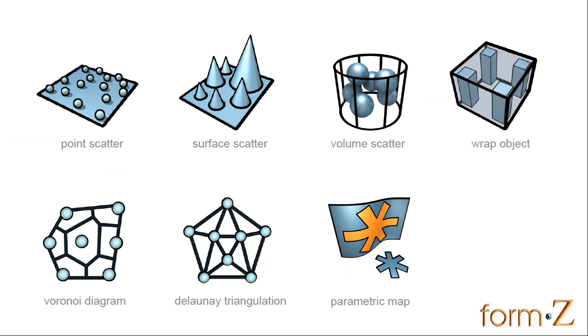We'll be looking at a suite of generative design tools which include the Voronoi diagram, Delaunay triangulation, point scatter, surface scatter, volume scatter, wrap, and parametric map modeling tools, and how they can be used together along with other formZ tools to generate complex organic forms and design structures in a very fun and intuitive way. Let's begin with an overview of how each of these tools work, then we'll apply them to some sample projects.